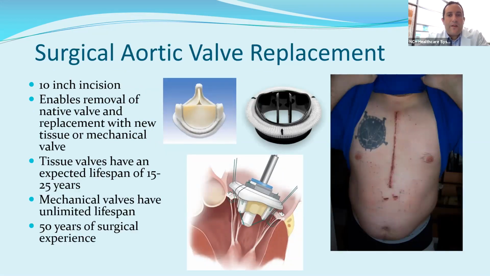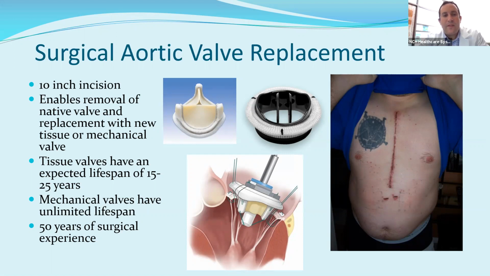The first is the surgical aortic valve replacement. This is what we talked about initially. This is the original way with the 10 to 12-inch incision in the chest. You see a picture of that here. We open the chest up, and it is the gold standard of aortic valve replacement. It has been around for about 40 years, and it works very well.